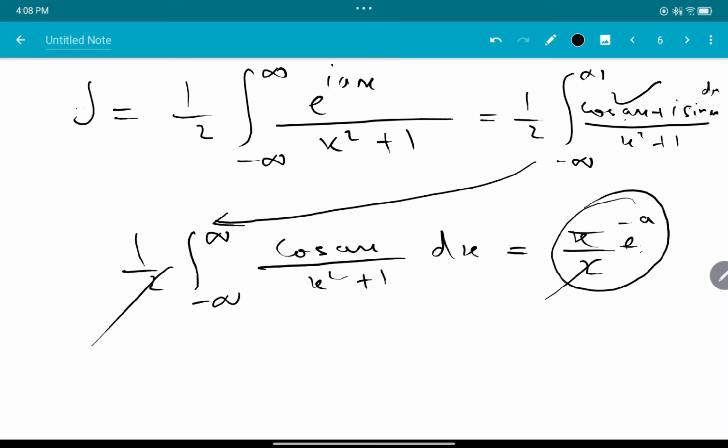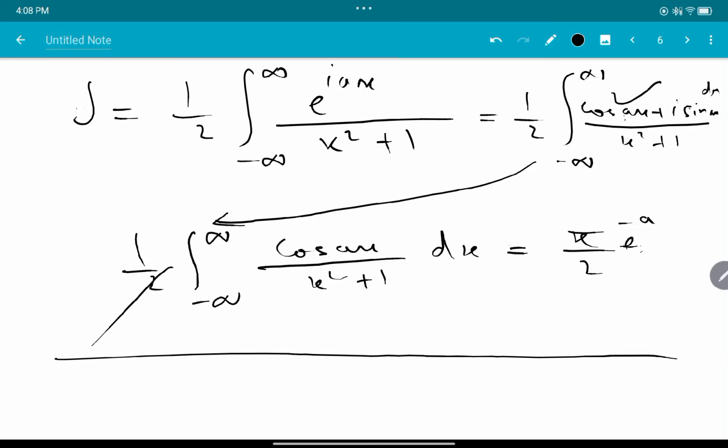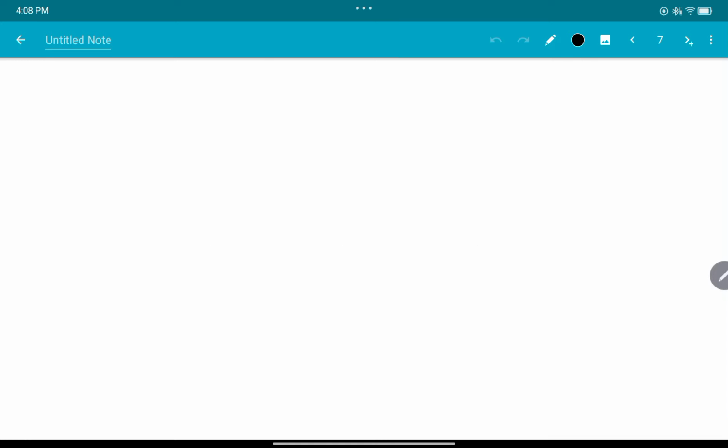But again, that was not my integral, it was 1 by 2, so I will have to keep this there. It is pi by 2 e raised to minus a. That is the solution.